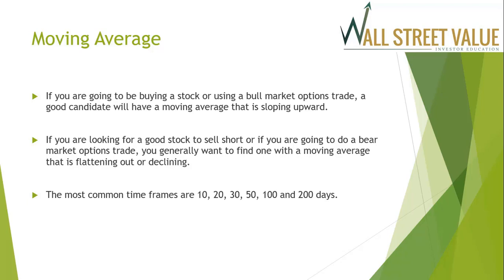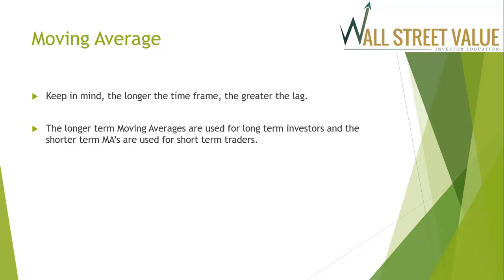If you're going to be buying stock or using bull market option trades, a good candidate will have a moving average that's sloping upward. If you're looking for a good stock to sell short, or if you're going to do a bear market options trade, you generally want to find one with a moving average that's flattening out or declining. And the most common time frames that we use are the 10-day moving average, the 20-day, 30, 50, 100, and 200-day moving average. Keep in mind, the longer the time frame, the greater the lag.